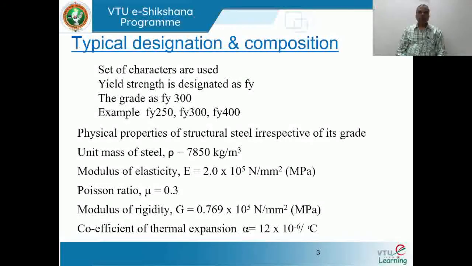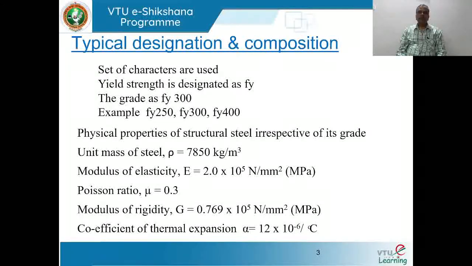So we should know some of the physical properties of structural steel, which are valid irrespective of the grade of steel. You all know that the unit mass of steel, rho, is 7850 kg per meter cube. Generally, it is taken as 7800 to 7850 kg per meter cube.